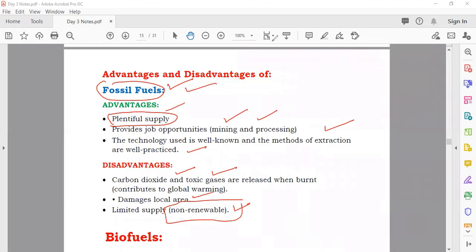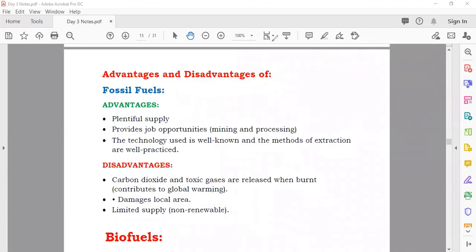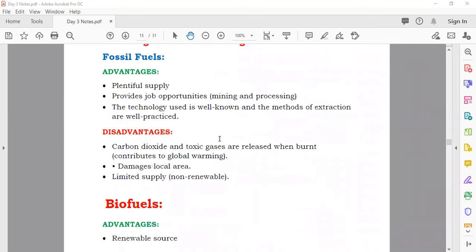Any confusion? Yes, sir. The advantage, the first point, is plentiful supply, and the disadvantage is limited supply. Sir, how? Because they said that there is a lot of supply, but then in the disadvantage, there is limited. Yes. Yeah, very good question.